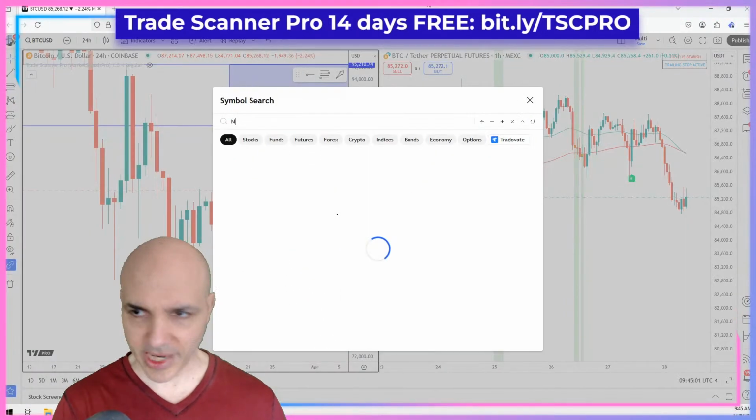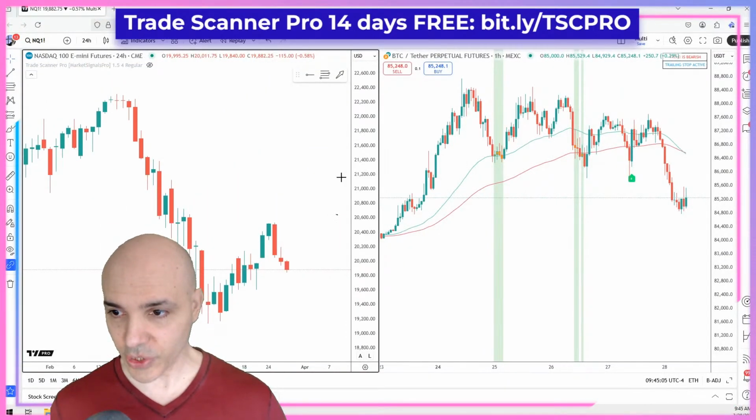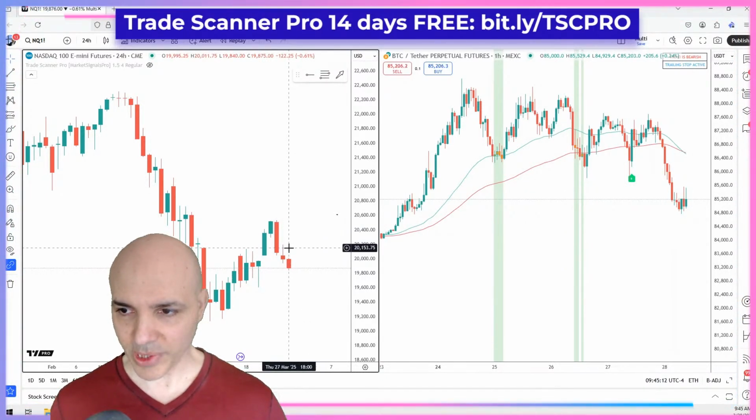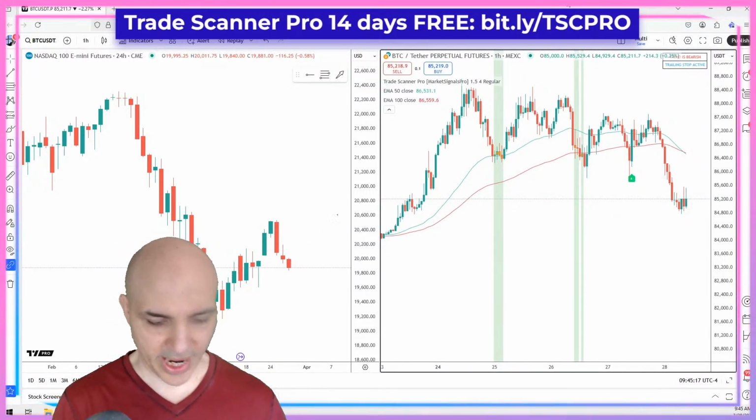So we'll change this to NQ1. This is the daily chart. And I talked about this on Wednesday, right? On Monday and on Wednesday, we talked about the lower high, and it looks like the weakness is following through.